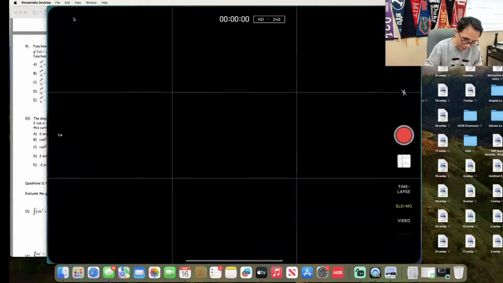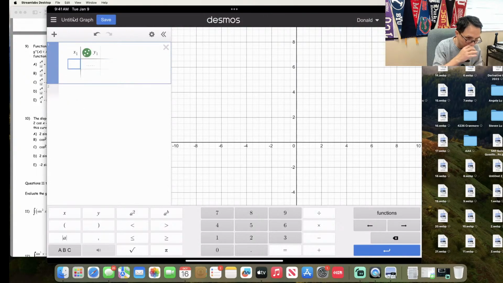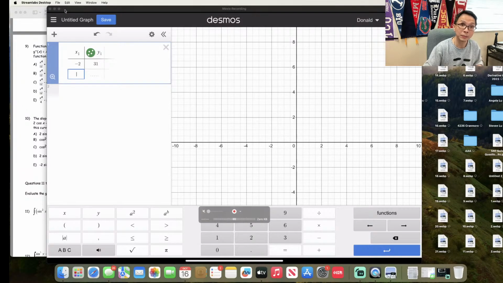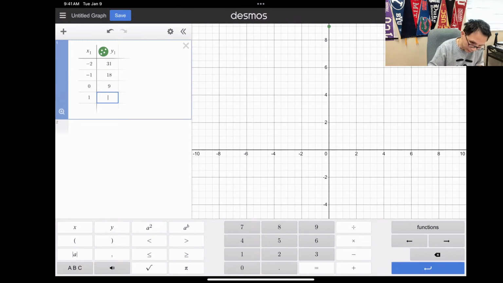I'm gonna type in all the information on decimals. Make sure you know how to do it because this might help you on the SAT. This is one of the second skills I always talk about. -2, 31, and -1, 18, 0, 9, 1, 4, and 2, 3.